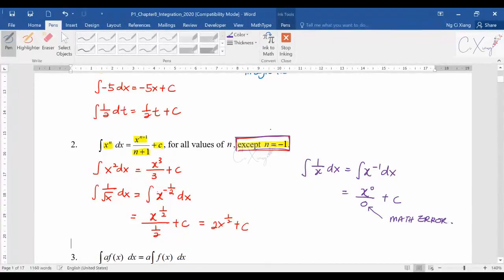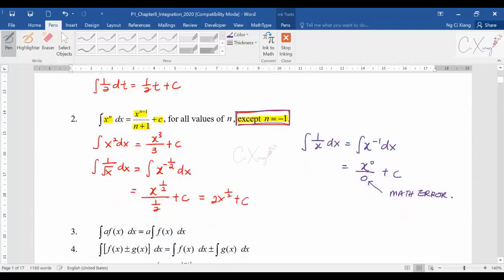Alright, therefore, for n equals to -1, that is x power -1, you cannot get the integration for now in AS level, but we will learn this integration in A2. Alright, okay, so this is the second rule that we have. I hope that you understand how we get it.